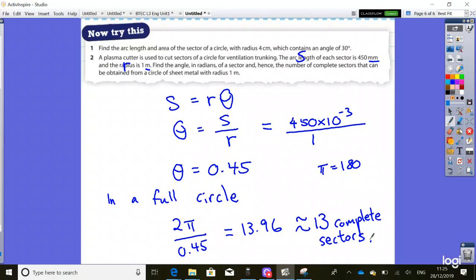Let's double check this again. Hopefully it sounds about right. Yeah, so that's the right answer. So 13 complete sectors. So yeah, that's it really.